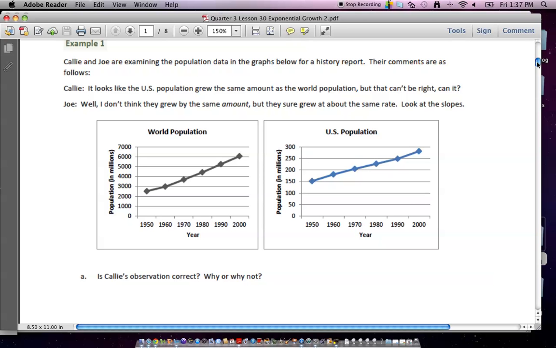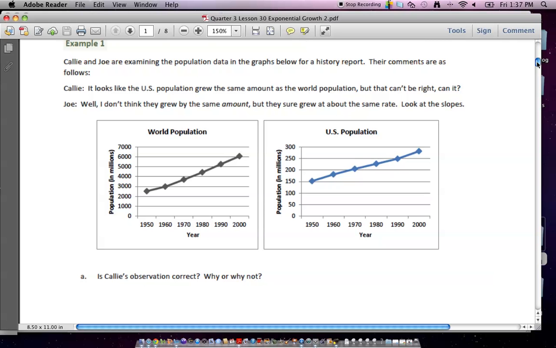Joe says, well, I don't think they grew by the same amount, but they sure grew at the same rate. Joe's saying, just look at the slopes of the graphs. It's got to be the same amount. Is Callie right? No. Why not? Because that's millions, that's thousands and this is hundreds. Right, they're both millions overall, but that's thousands of millions and this is hundreds of millions. So that's why they didn't grow by the same amount.